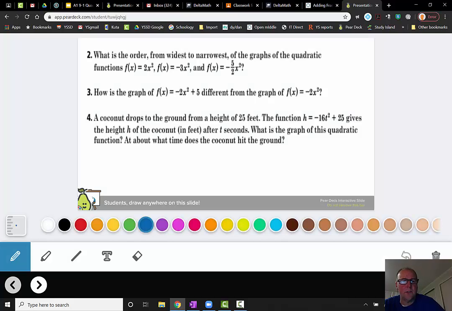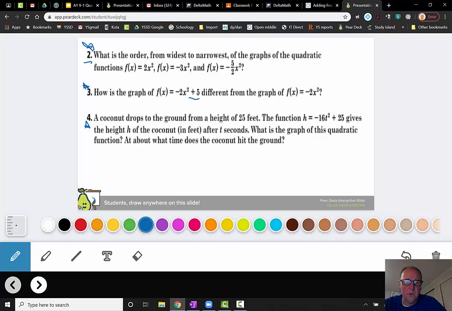Alright, so we have just a quick review. So I'm going to jot your numbers in order. How are these different? Okay, so plus 5 without it, and a coconut drops from the ground. So just a quick review of what in the world we talked about today. So make sure you get that in your pair deck so I can take a look at that.